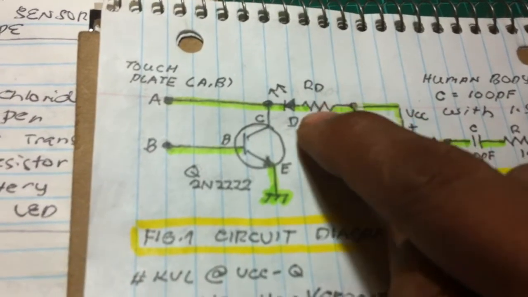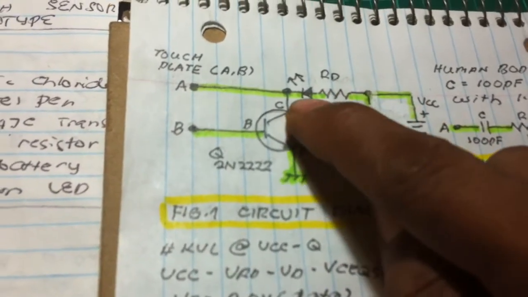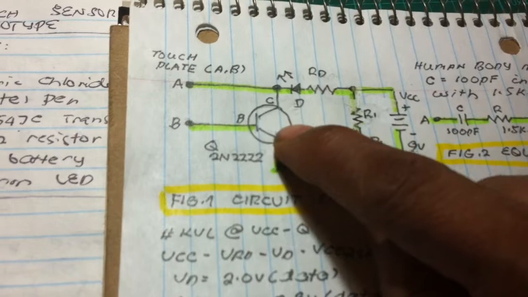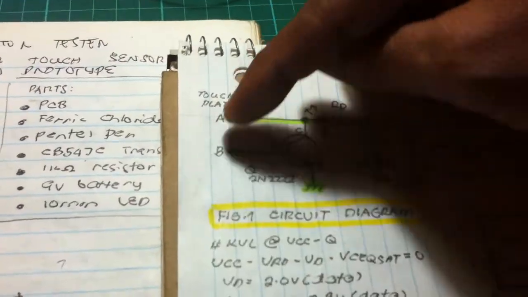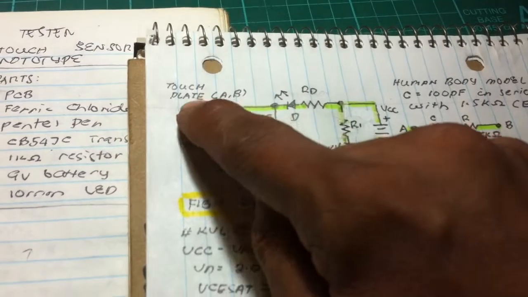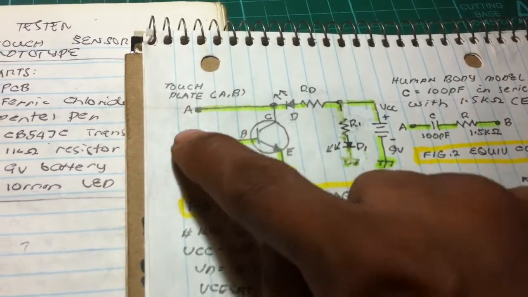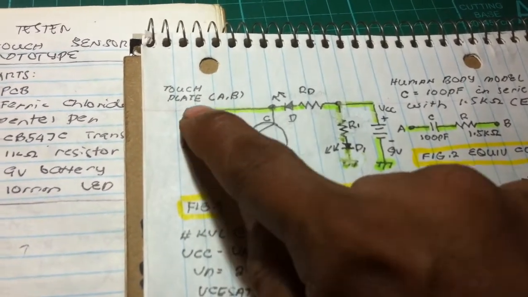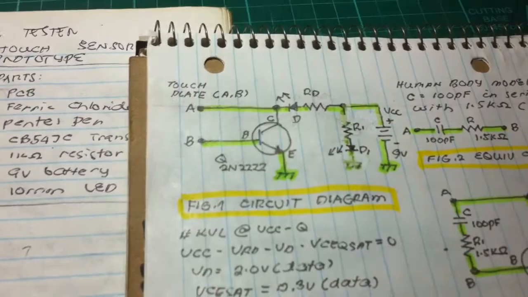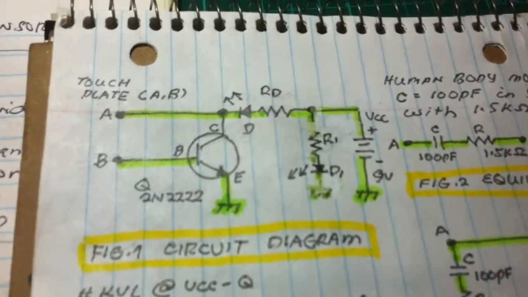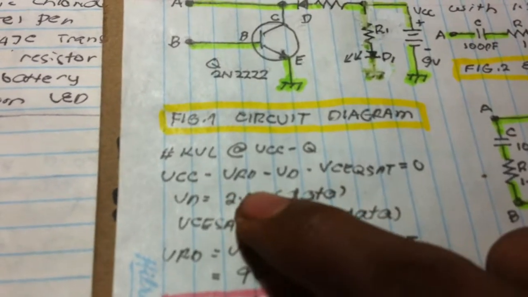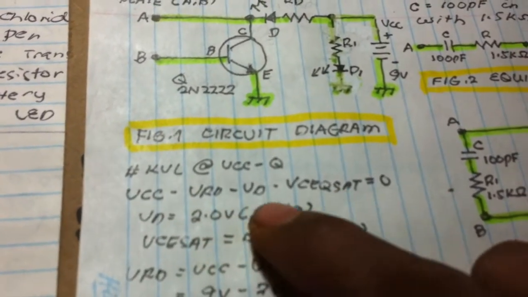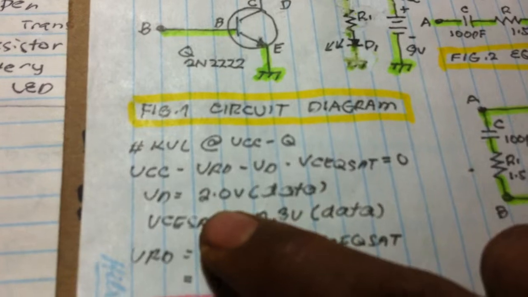VCC minus the voltage drop at RD, the voltage drop at the diode, and the voltage drop across the collector emitter of the transistor. Once you touch the plate, the LED turns on because there is a base triggering current that flows because of the human touch, and that is what we are going to discuss. By transposition, we get now this equation.